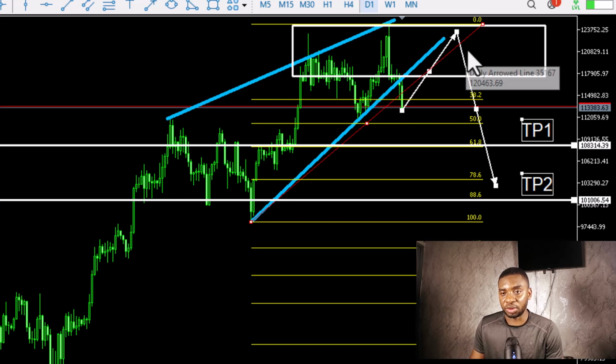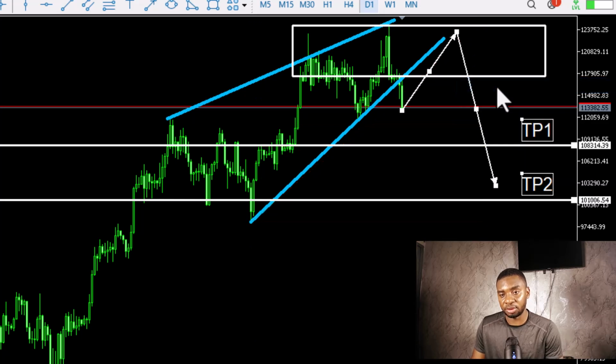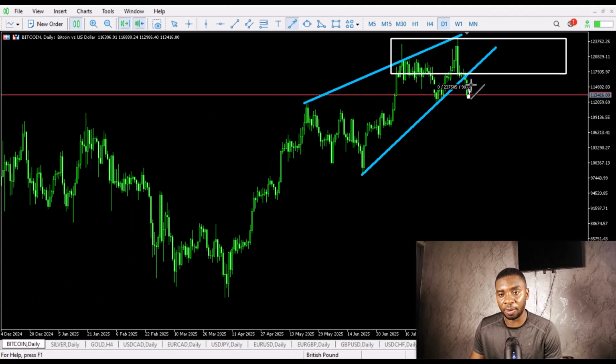So this is how I'm going to trade this particular Bitcoin. I'm not selling as it is now. I might sell tomorrow, if price retraces up to this level. I might sell at this point and hope that price will head down.